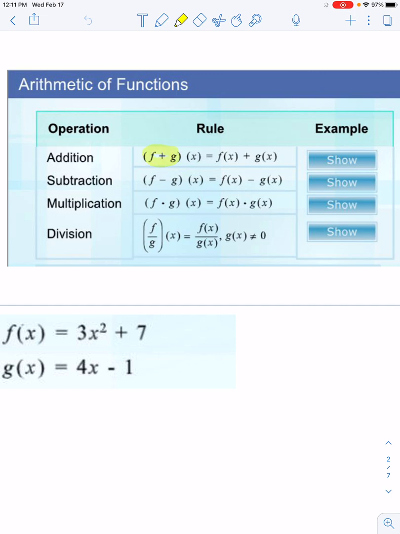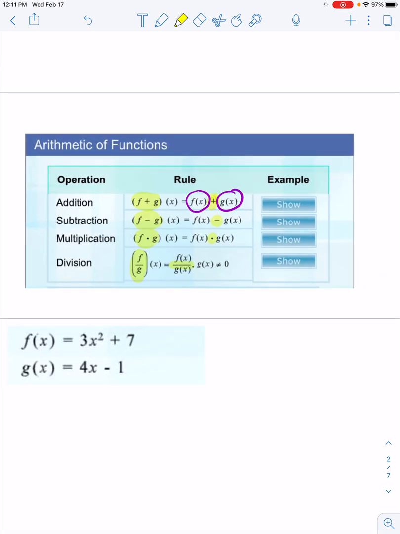So if you see this notation, f plus g, and then in parentheses x, it means you take the original function f of x, the original function g of x, and you just add them together. This one is subtraction, so same thing. You take f of x and subtract g of x. This one is multiplication, so you do f of x times g of x. And this one, f divided by g, you take f of x divided by g of x, which they write as a fraction. That's how we will typically write it as well.